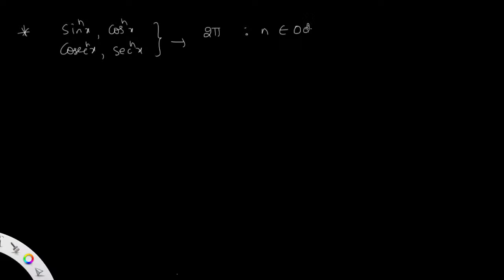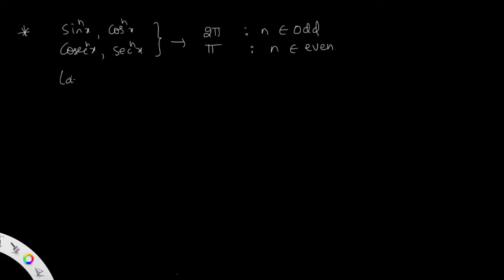So let us try to solve some problems on this concept. The basic formula is for functions of the form sin to the power n of x, cos to the power n of x, cosecant x to the power n, and secant x to the power n. The periodicity of the given function is 2 pi when n is an odd number, and pi when n is an even number.